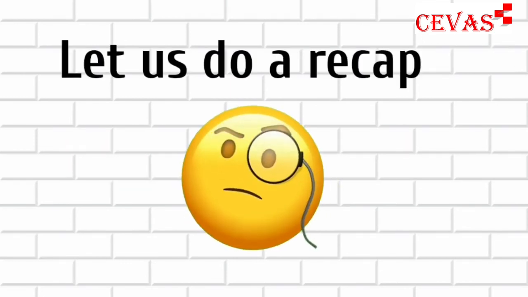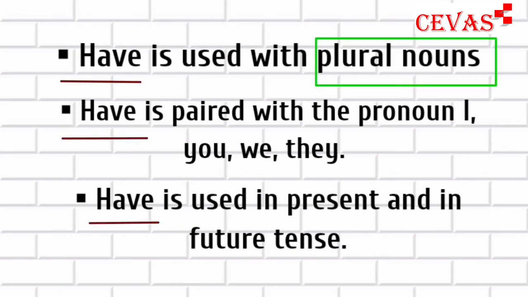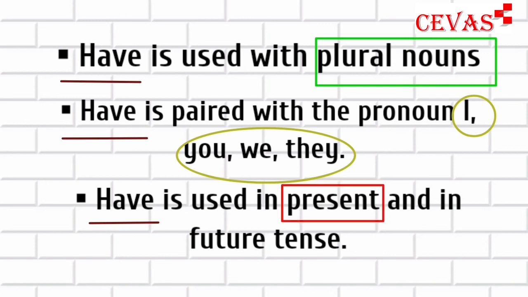Come on, let's do the recap. A few things that you need to remember in using the helping verb have. Have is used with plural nouns. It is always paired with the pronouns I, you, we, they. And have is used not just in present tense, but also in future tense.